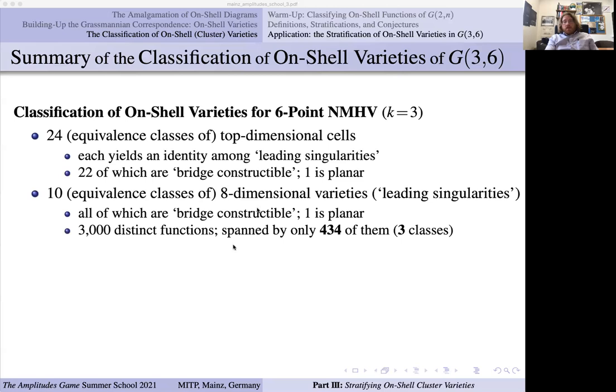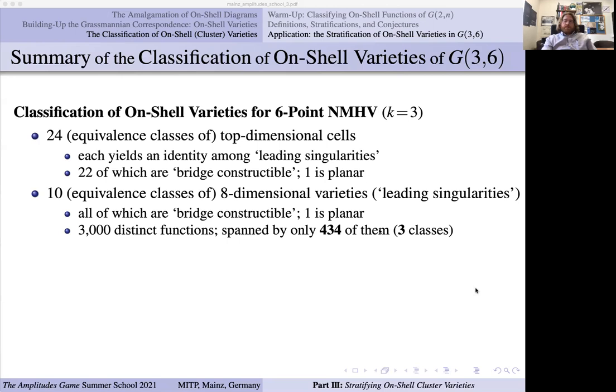But you have all of these identities, these homological identities, meaning that the boundary of any higher dimensional cell adds up to zero. Each one of those things gives you an identity among these 3,000 functions. And this results in only a space of 434. These are the coefficients of polylogarithms in a non-planar theory to all orders of perturbation theory for endpoint amplitudes. These are what are called leading singularities, and it's the vocabulary of on-shell functions that you would need to care about for this theory. At least this is the dimension of the total space.